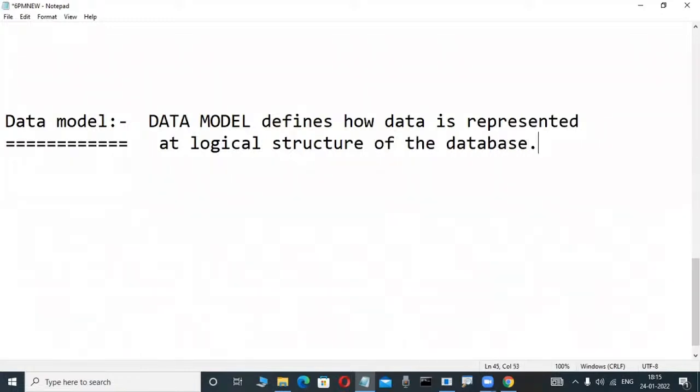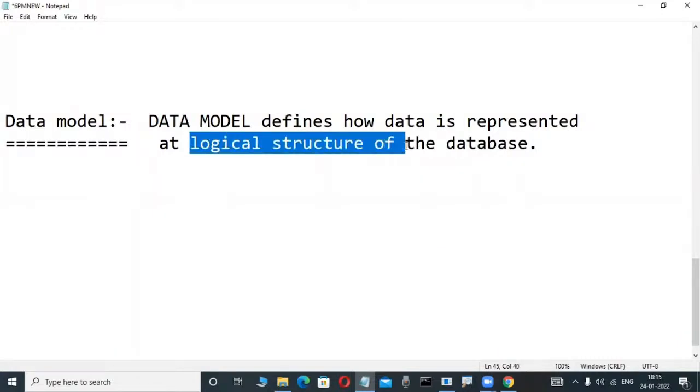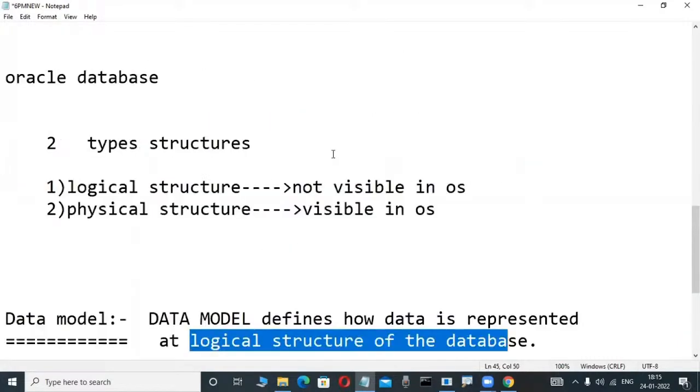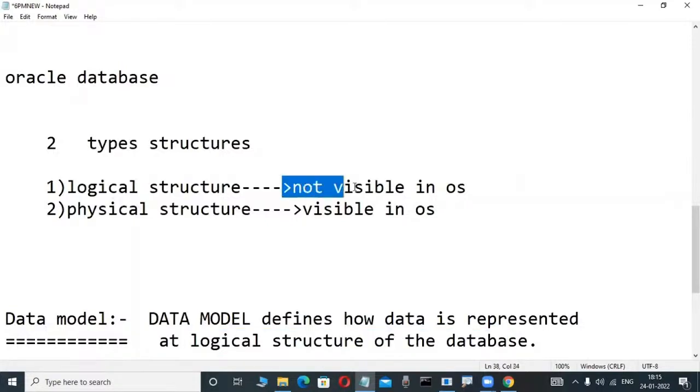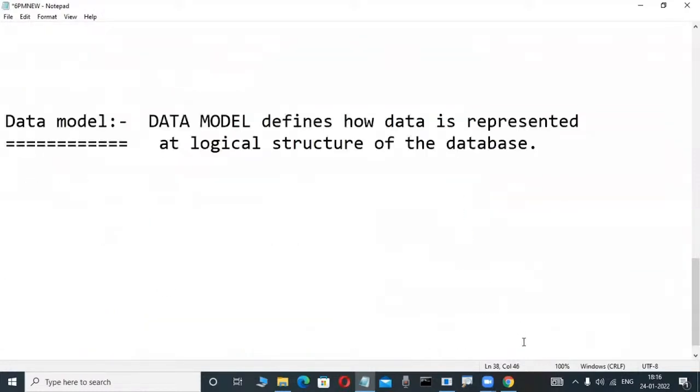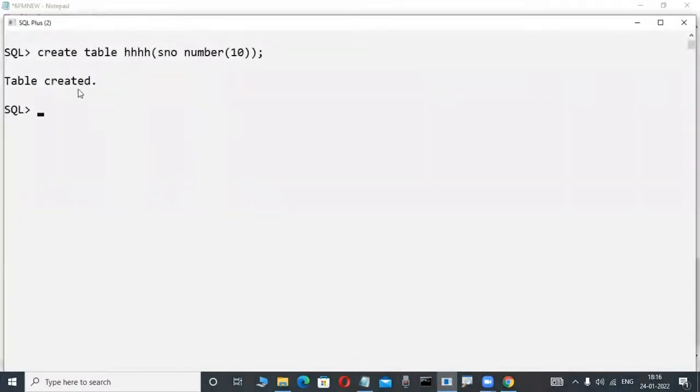Now check it out. What is a logical structure? In previous classes I told you, a structure which is not visible in the operating system is called a logical structure. When you create a table, it is not visible in the operating system, but that structure is visible in the database. In the database, data is represented as records, and these collections of records are in matrix format.